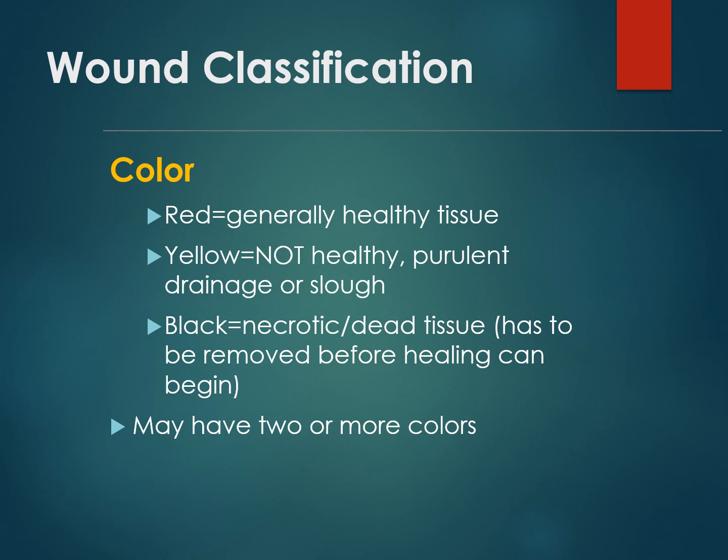Sometimes wounds have multiple colors, right? The middle of the wound black, or the edges of the wound black. Some of it's yellow, some of it's red. So you usually classify it according to the least desirable color present. If black is there, you're going to call it black. If there's yellow, you're going to call it yellow. Those kinds of ideas.